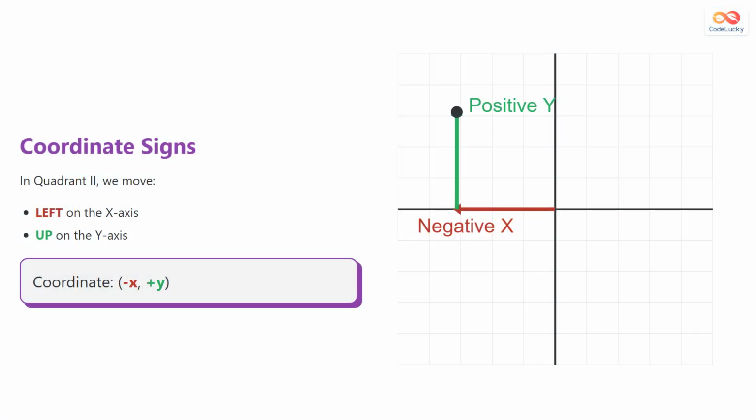Now look at how we move to get to a point in quadrant 2. We start at the center and move to the left along the x-axis, which means the x value is negative. Then, we move up along the y-axis, meaning the y value is positive. So, every point here has a negative x and a positive y.